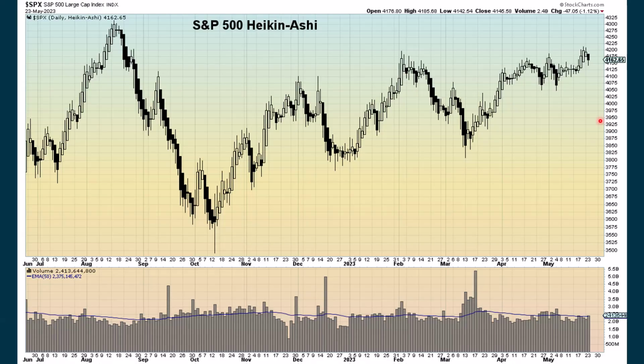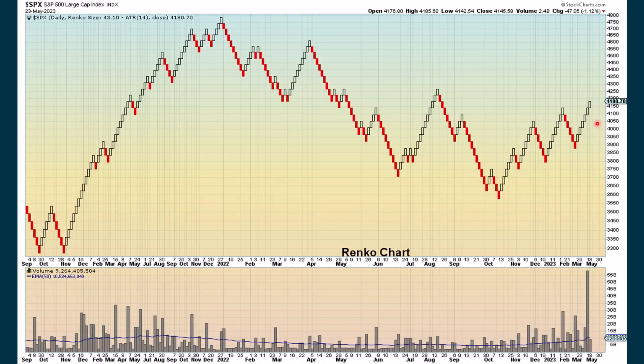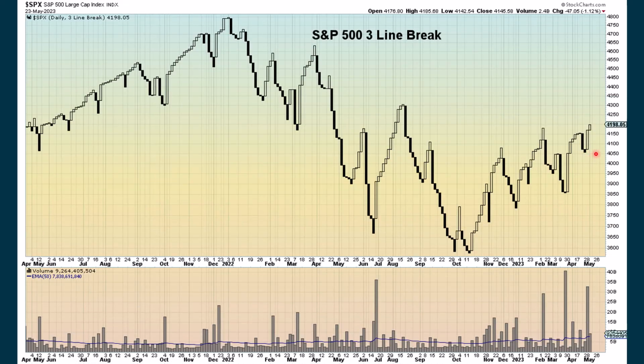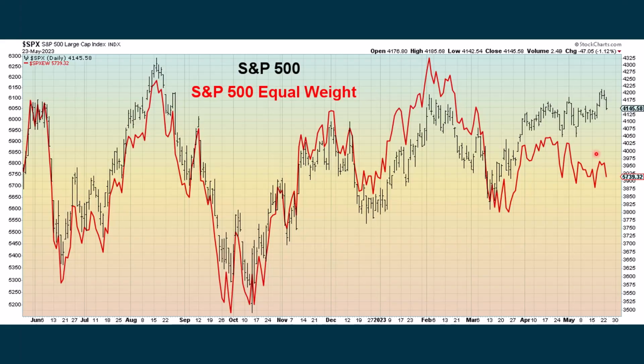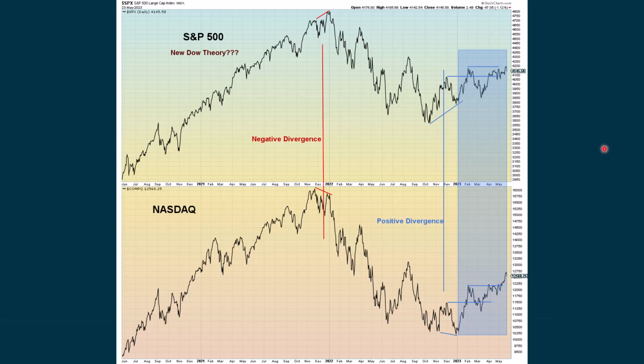Our different charts, the Heikin Ashi has turned a little bit more negative. The Kagi chart, it's still positive with a black line, but now it's pointing down. The Renko chart, though, still remains positive, and the 3-line break is still positive. Our different indexes, the equal weight, continues to underperform the S&P. The transports continue to underperform the Dow.